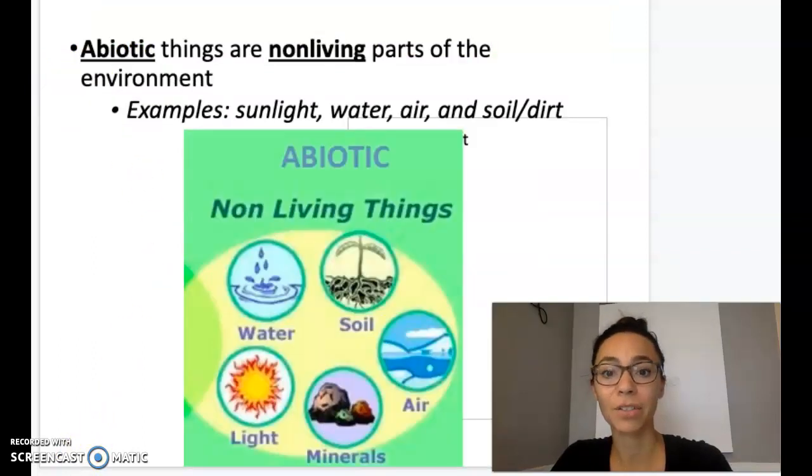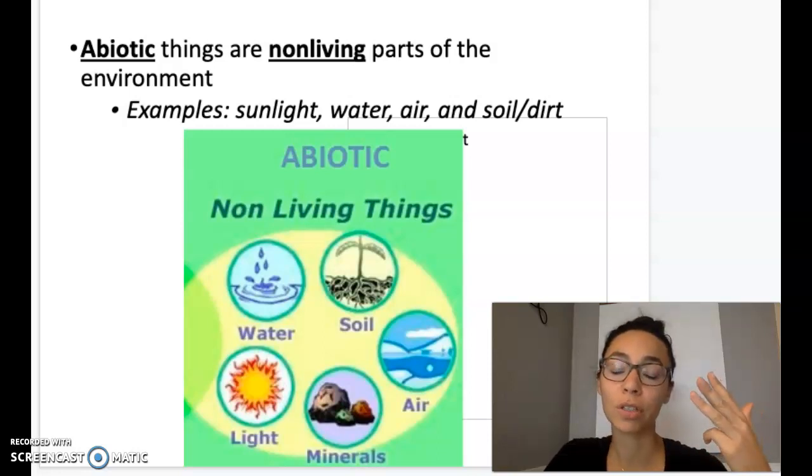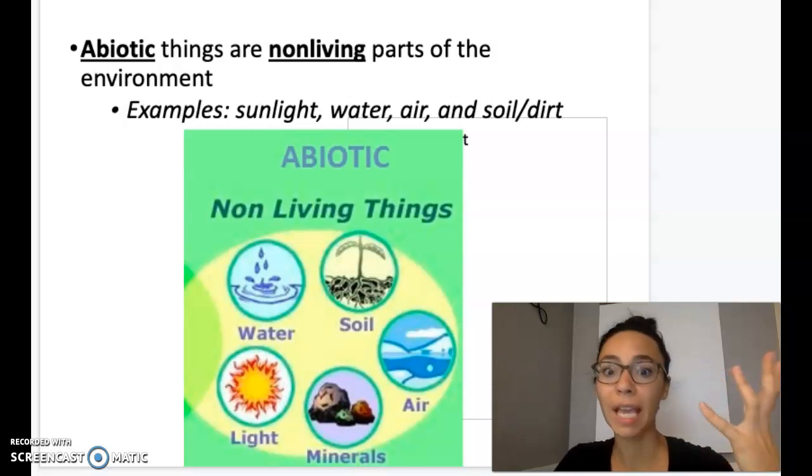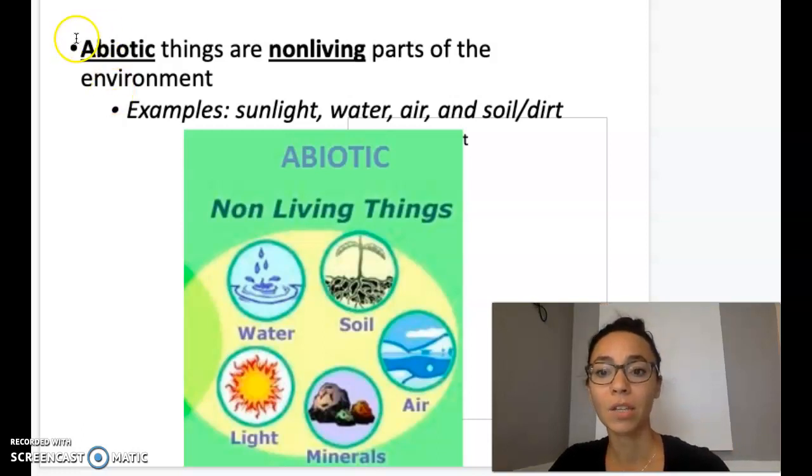Abiotic factors are things that are non-living parts of the environment. Non-living. So things like sunlight, water, air, soil, weather, rain, snow, all of those things are non-living parts of the ecosystem.